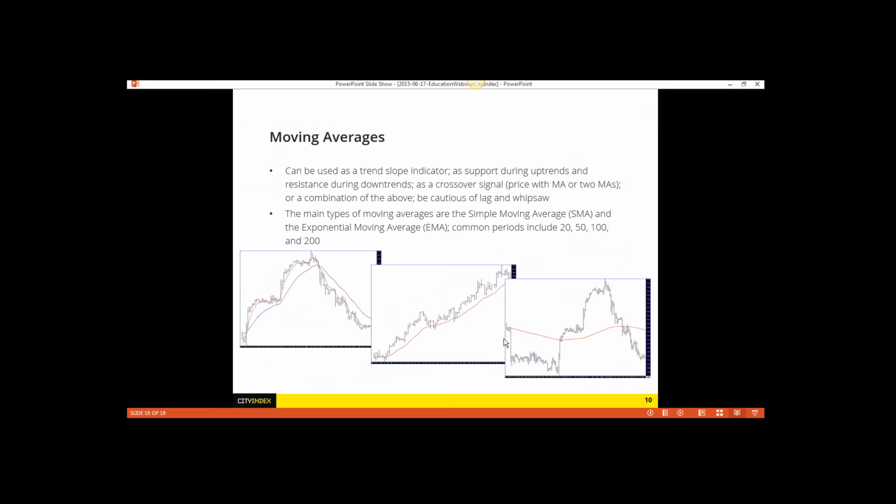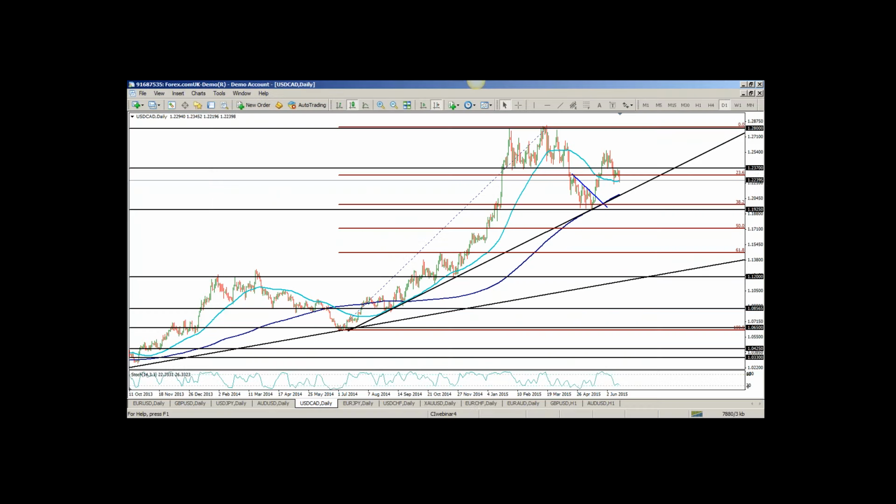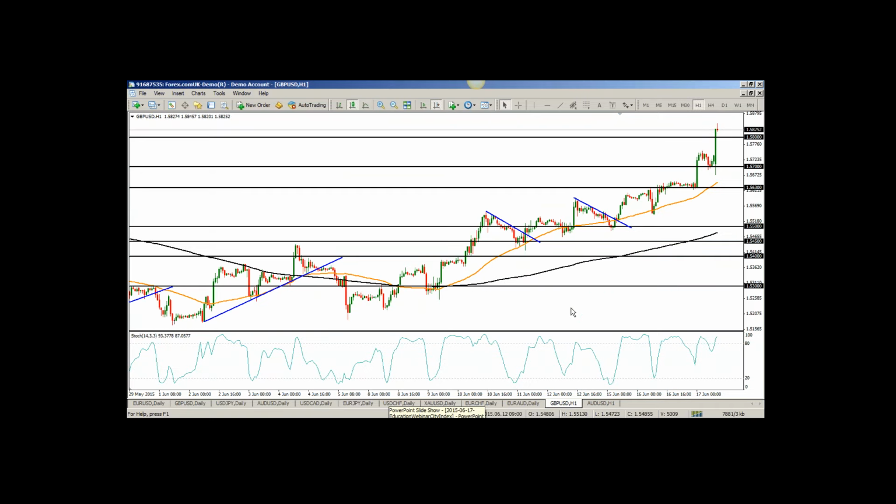Moving averages help in many ways, and I'm going to show you one way right here. Let's take a look at the pound dollar. As luck would have it, price has moved down, and I just told you not to go short on pound dollar. So that's pretty bad advice.